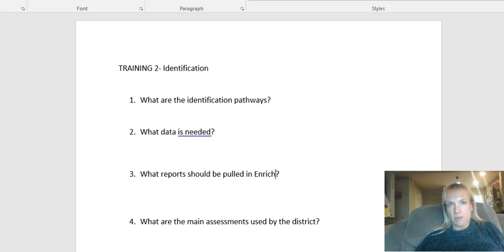So a few things that I'd like you to be paying attention to during the training today are: what are the primary identification pathways when we're working on identifying a child as being ALP eligible? What data is needed in order to qualify a child? What reports should we be pulling from Enrich Frontline? And those are the reports to see students that are either already on ALPs or are in the process of being identified. And what are the main assessments that our district uses? So let's begin. Please, again, if you are just following this for the first time, make sure to answer those questions.